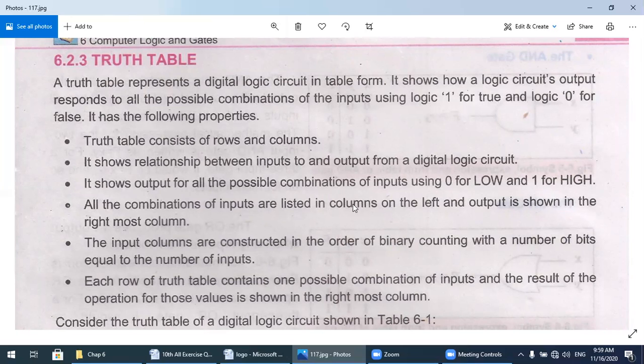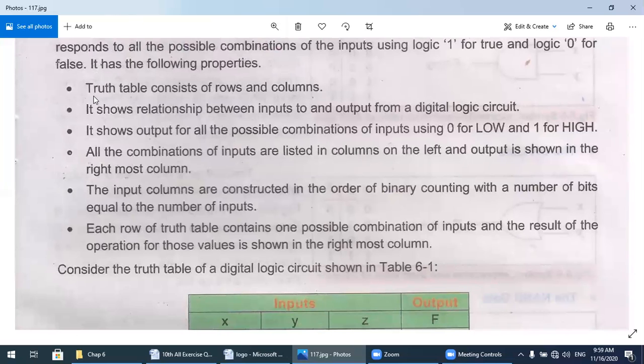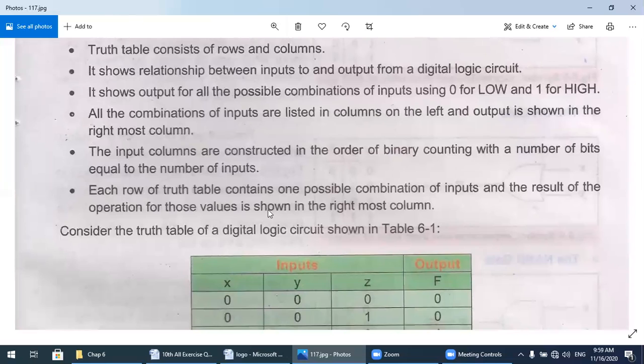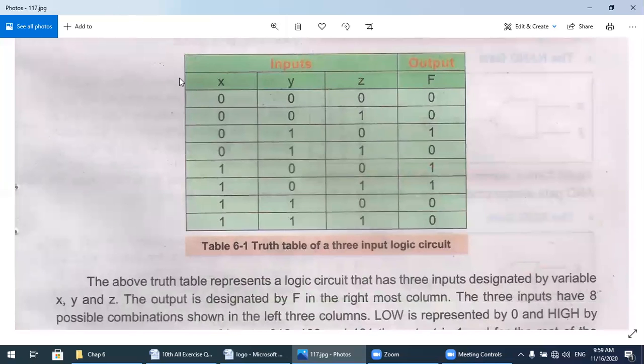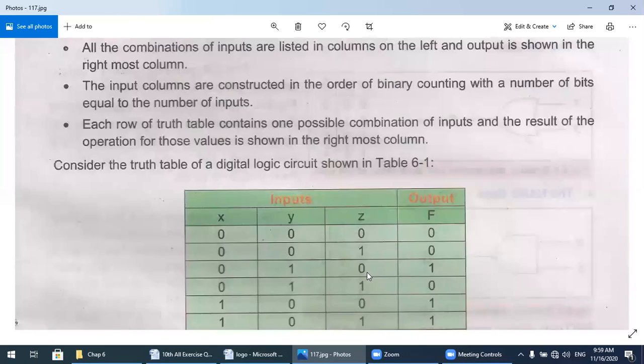It has the following properties. Number one, a truth table consists of rows and columns. Watch here, this one is the truth table. The columns are in the form of vertical lines, and the horizontal lines represent the rows.